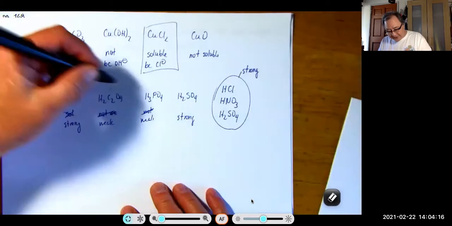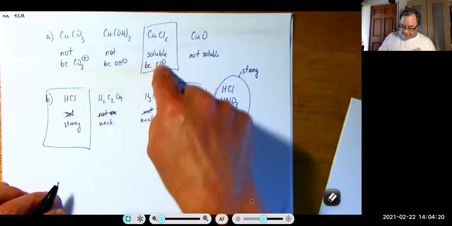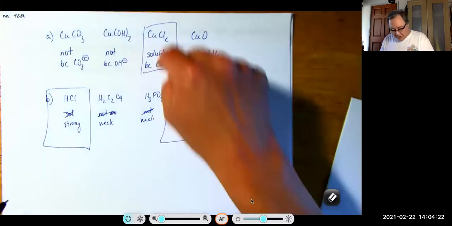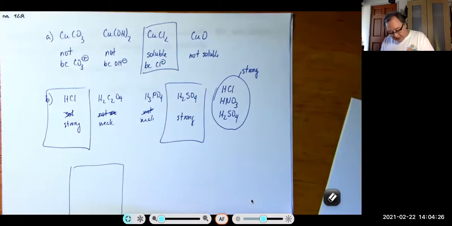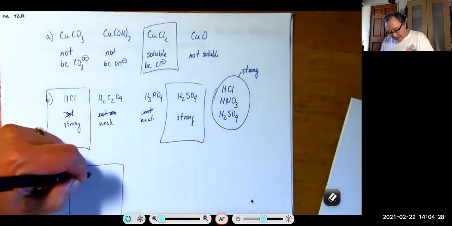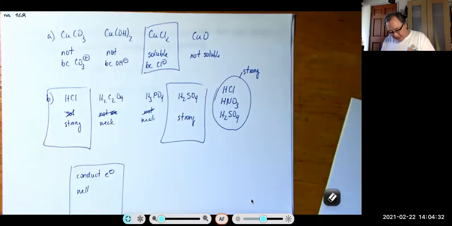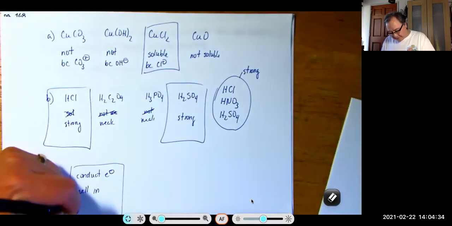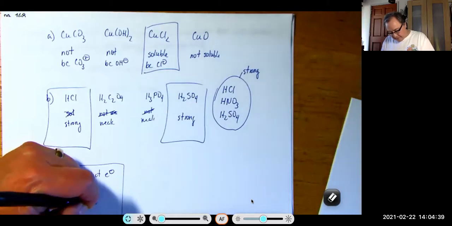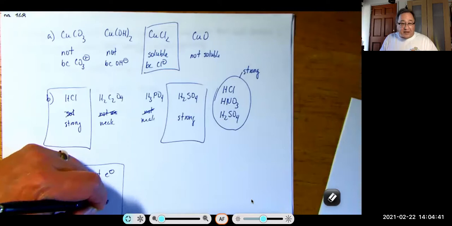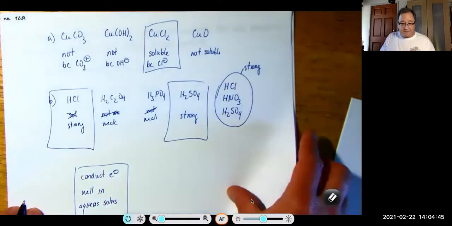And the answer is the strong acids and the things that would dissolve. The ones in the squares would conduct electricity well in aqueous solutions. And the reason is because they produce ions in aqueous solution. Okay?